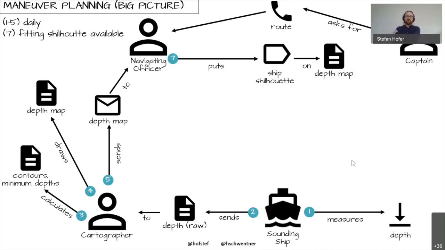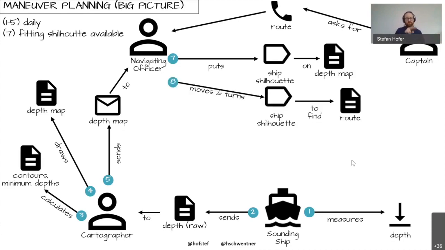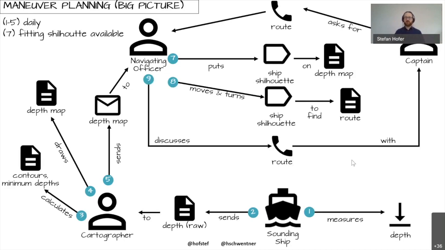So we decided here not to model the part where they cut out the ship silhouette. We just assume a fitting silhouette, and then you put it on the depth map, and then you move and turn it to find the route, and that's what you then discuss with the ship's captain. Of course, this is a simplification here. In reality, it's a little bit more complicated than that, but still, the big picture is about this level of granularity.